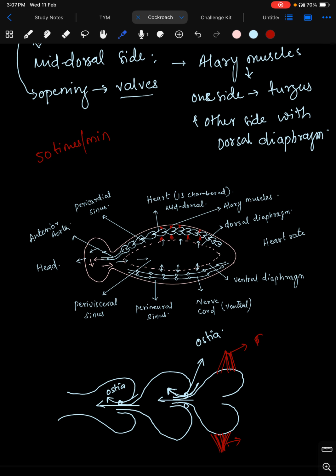In the next class, I will explain the respiratory system of the cockroach.